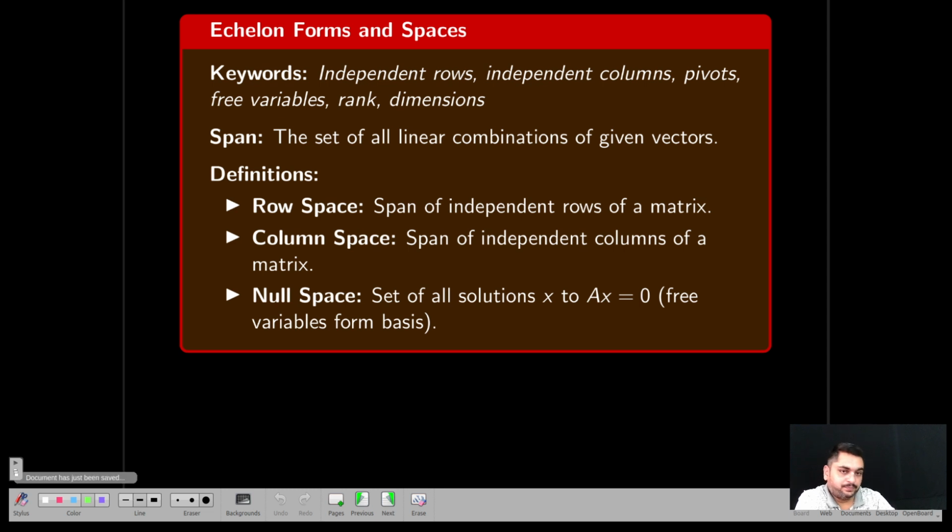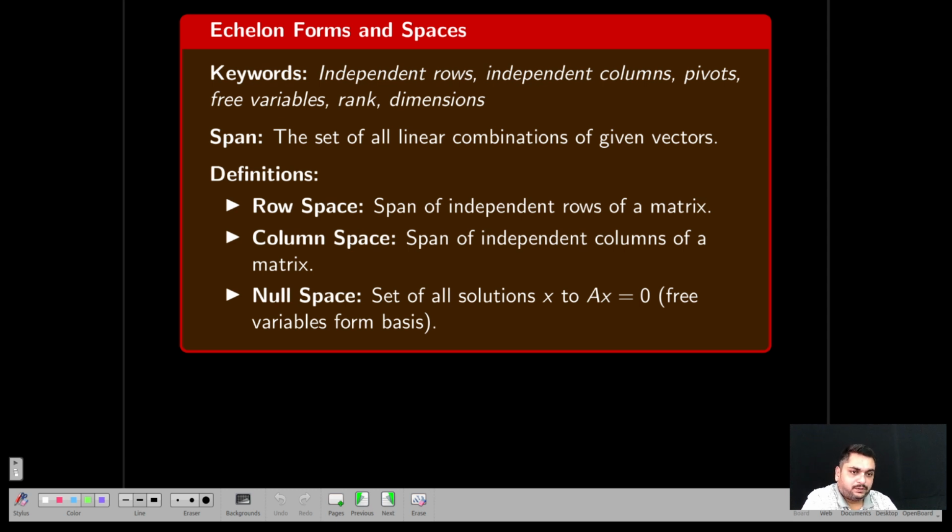Now we'll jump into the echelon forms and spaces. What are we going to learn in this video? See, we are just trying to find all these rows and columns which are linear combinations of given vectors. It means we are going to reduce these given matrices. The matrices give the solution for any set of linear equations. In the subsequent videos, I will explain what these linear equations are and how to get the solution for them using matrices. Thus, we are building the basis for all those things.